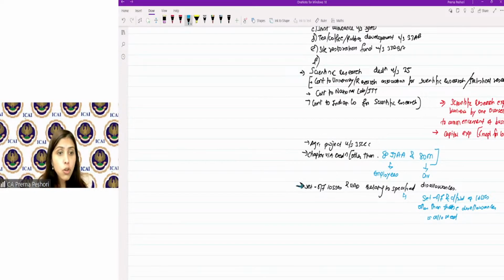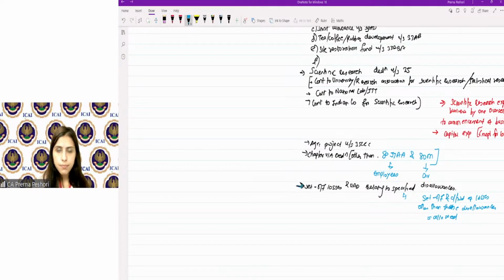I have to exercise this option while filing my first return of income. I cannot exercise this option later on. And once this option is exercised, like individuals who had business or profession income, here also it shall apply to the subsequent assessment year as well. And it cannot be subsequently withdrawn.